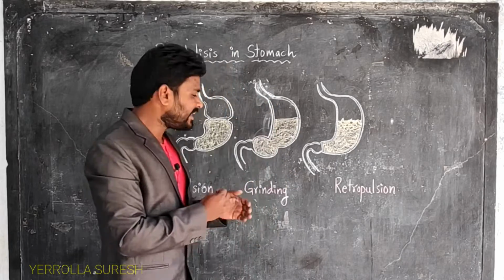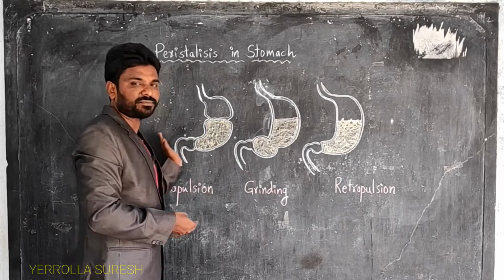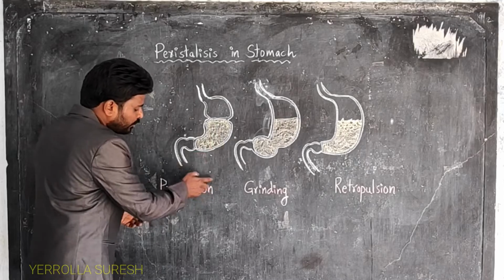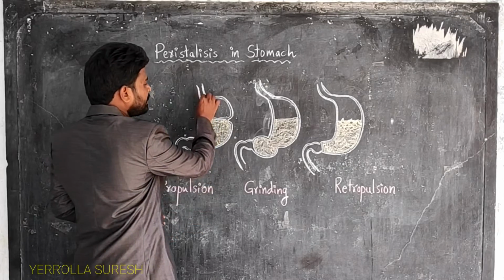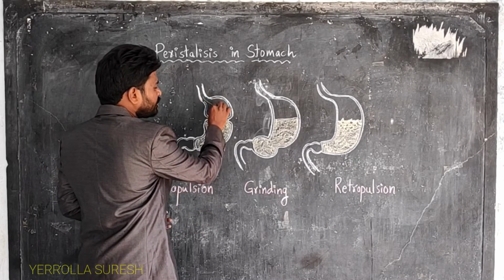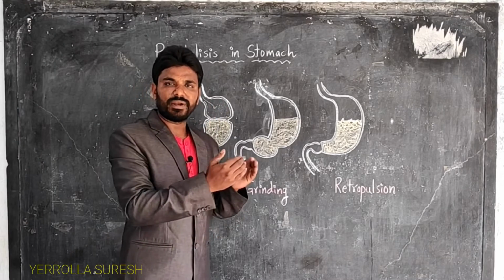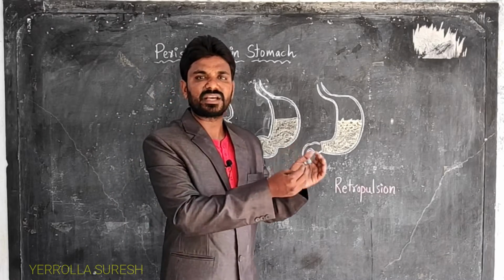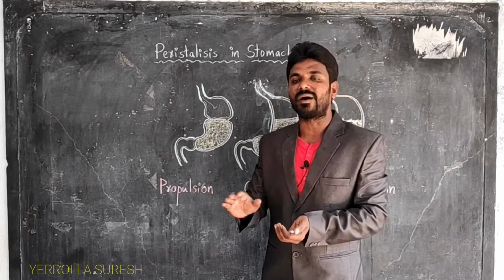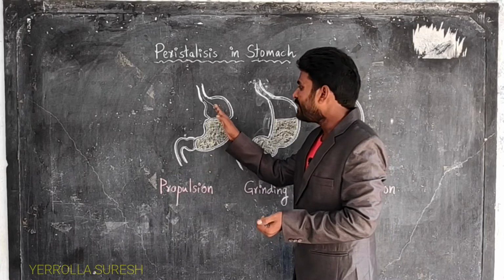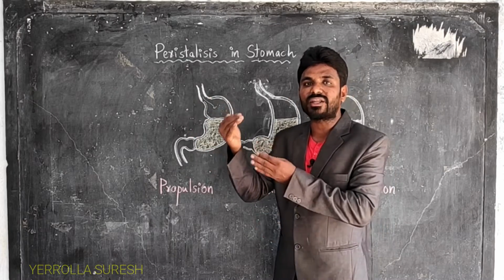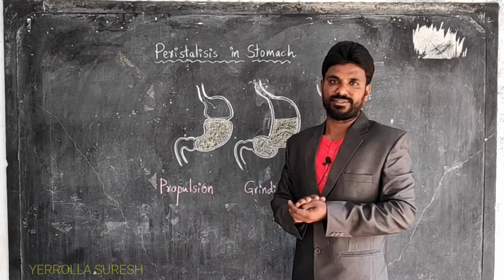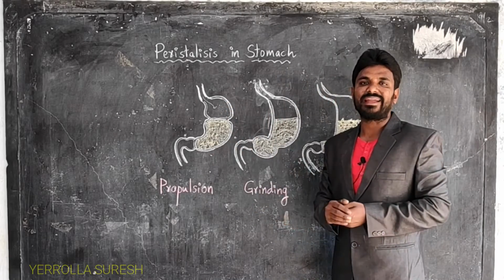What happens first of all? Propulsion means pushing the food material forward. By the movement of propulsion, the food material comes from the esophagus into the stomach. All the food material comes into the stomach by the movement called propulsion. In propulsion, the food material that comes into the stomach moves forward into the lower part of the stomach. And the second one is grinding.